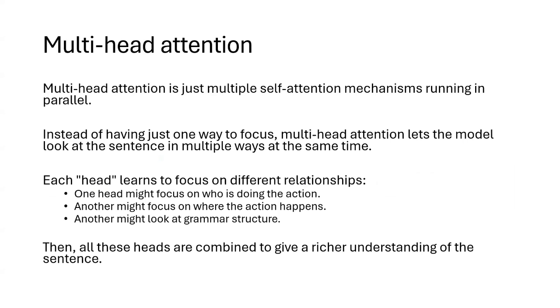But that is not actually used in GPT. There's something more. There's something called multi-head attention. Multi-head attention is just multiple self-attention mechanisms running in parallel. Instead of having just one way to focus, multi-head attention lets the model look at the sentence in multiple ways at the same time. Each head will learn to focus on a different relationship. One head might focus on who is doing the action, another might focus on where the action happens, another might look at the grammar structure. Then all these heads are combined to give a richer understanding of the sentence.